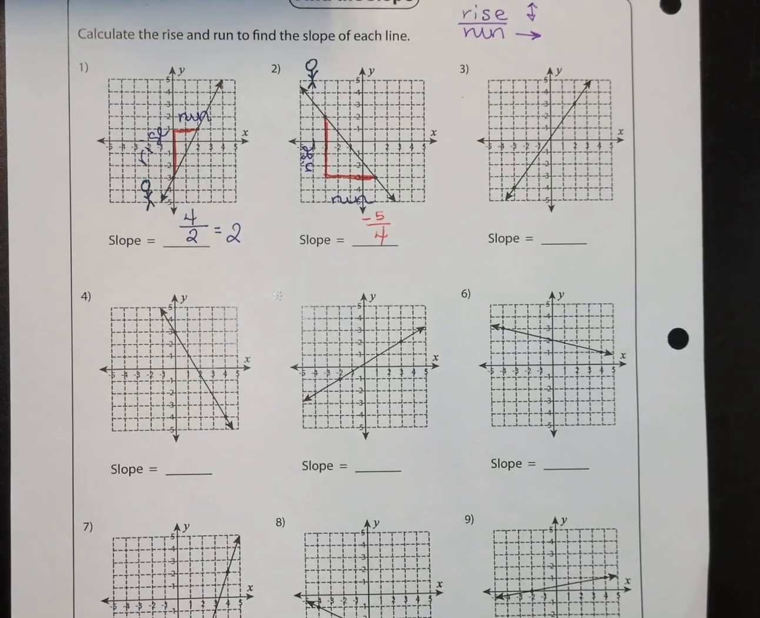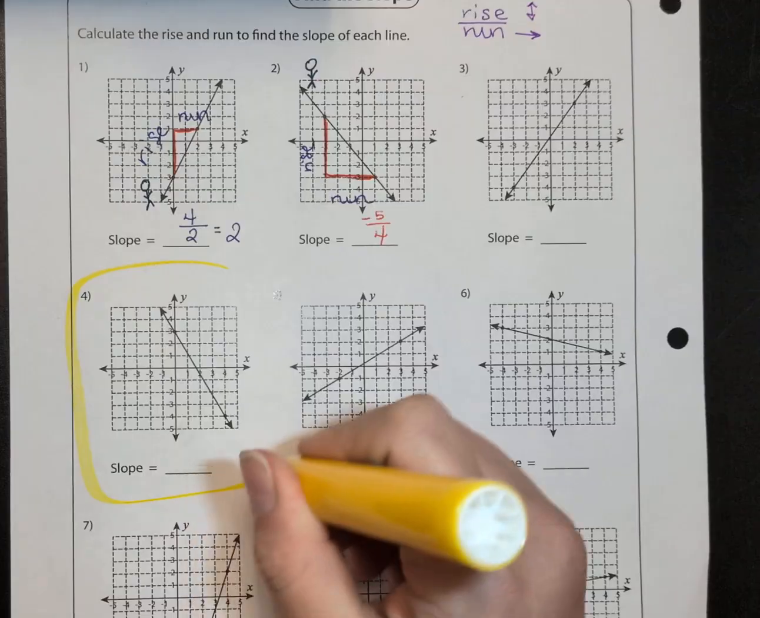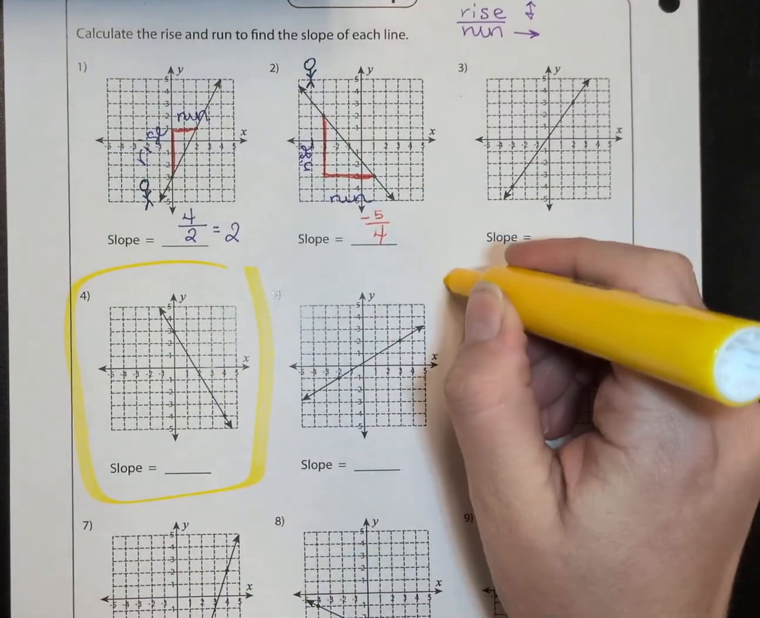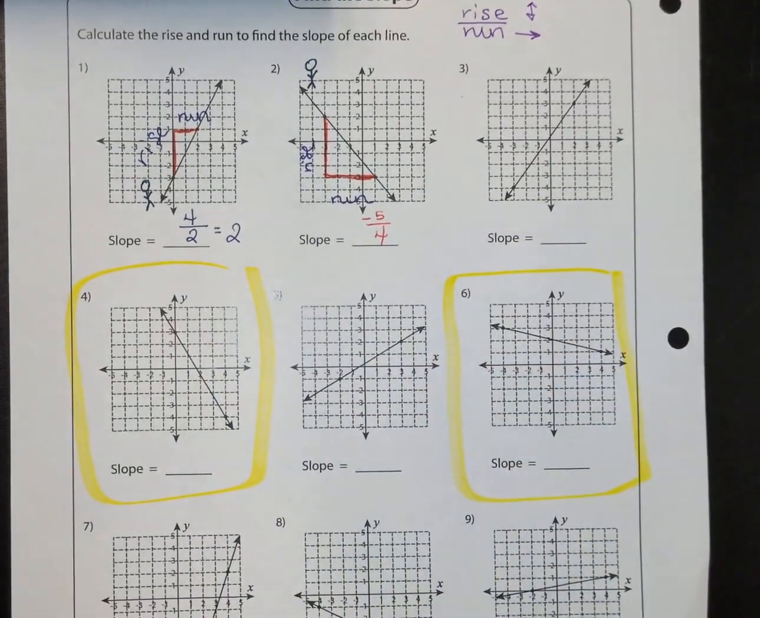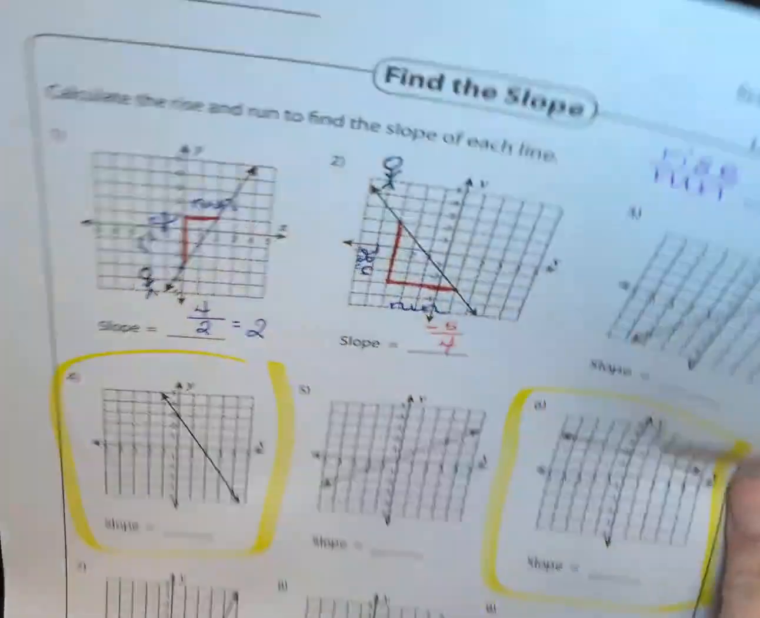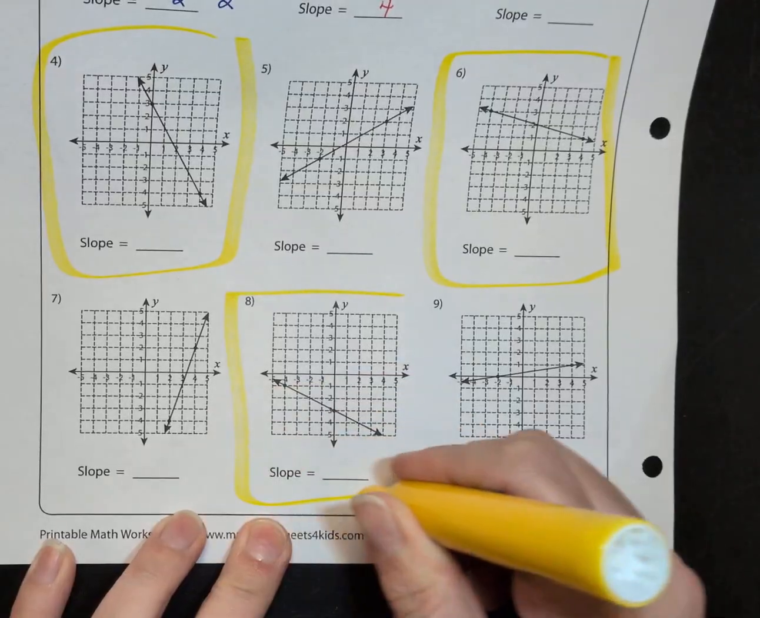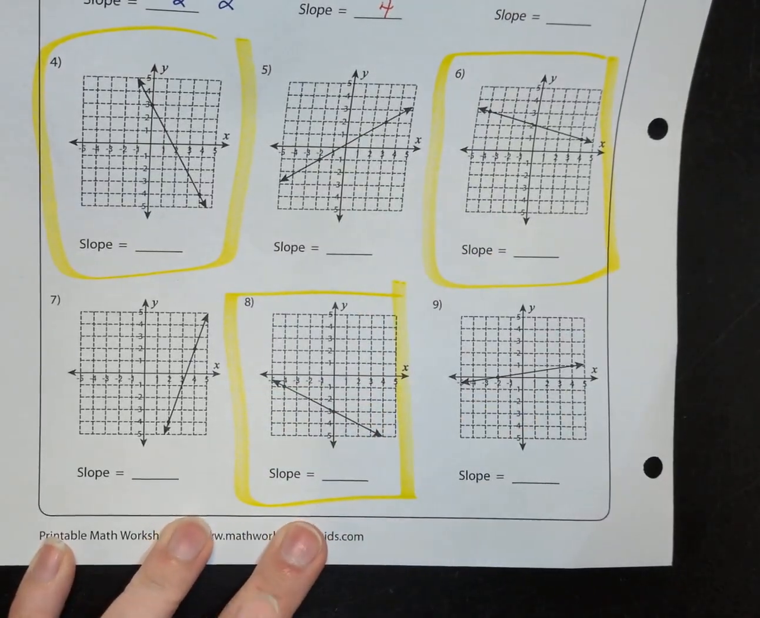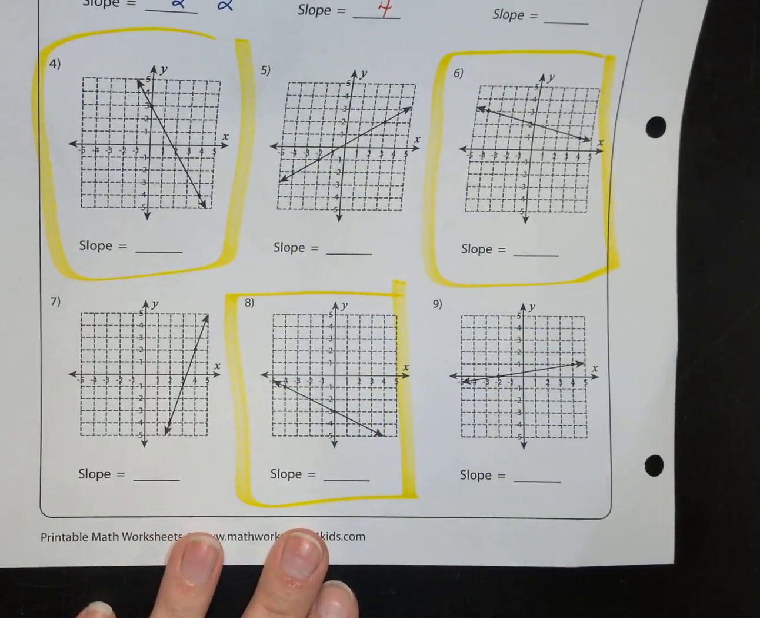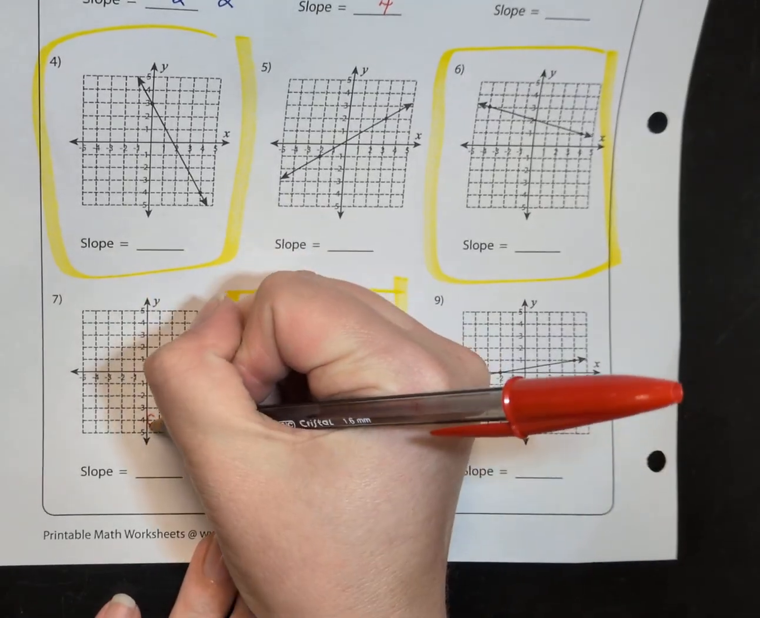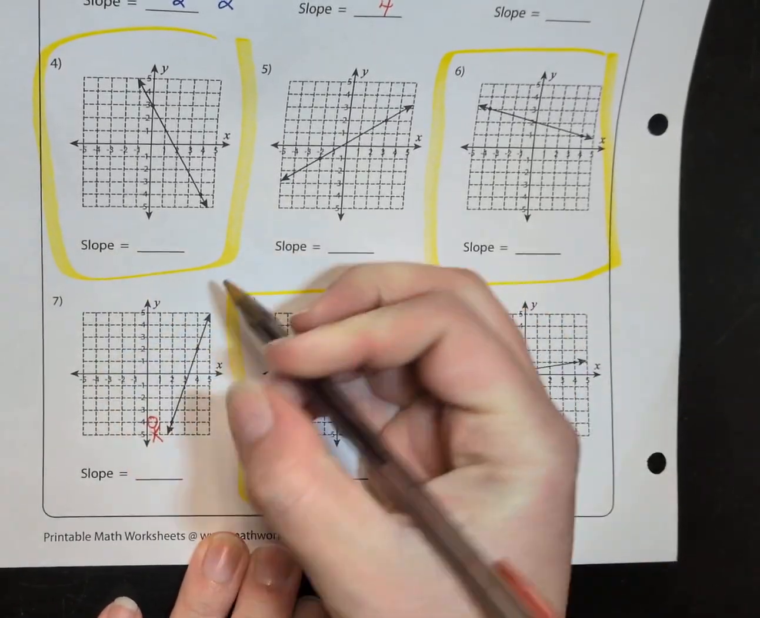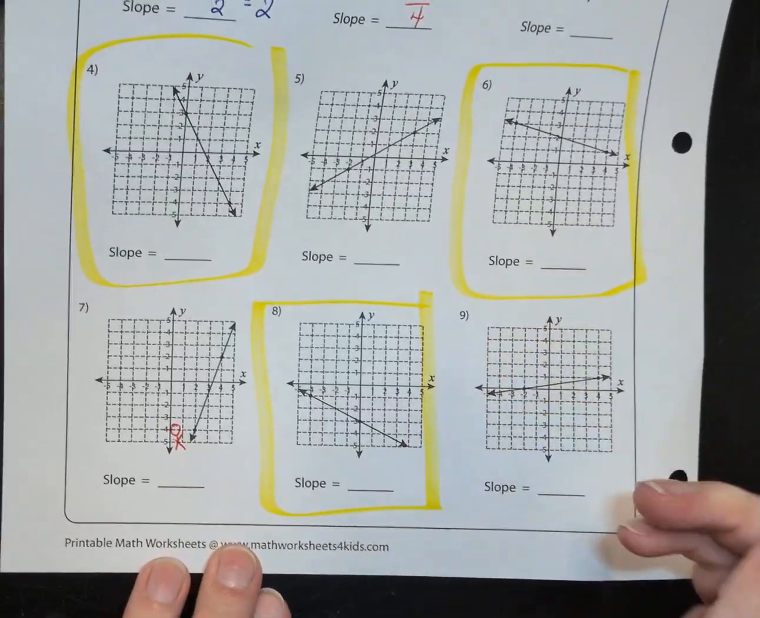Number 4, okay? Number 6, okay? Number 8. Let's take a look at number 8. Yeah, I agree with number 8. Number 7? No, it goes up. Number 7 should be up. So again, if you're not sure, always draw a line, draw a little dude. He's going to go up.